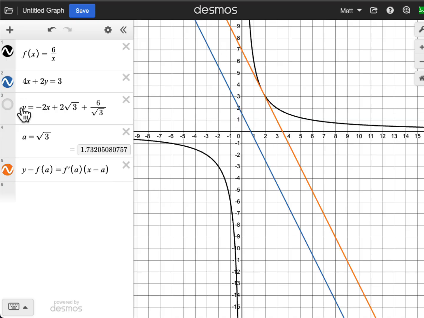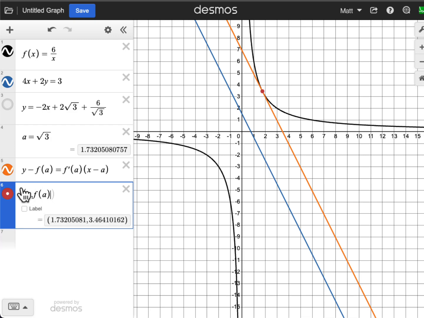And notice that I never even had to actually find an answer. I just had to know that we have a tangent line when x is square root of 3, and I can type this in to make that tangent line. I'm also interested in seeing the point of tangency, so I'm going to make a new line that's a comma f of a as a point, make it match color, and turn on the label.